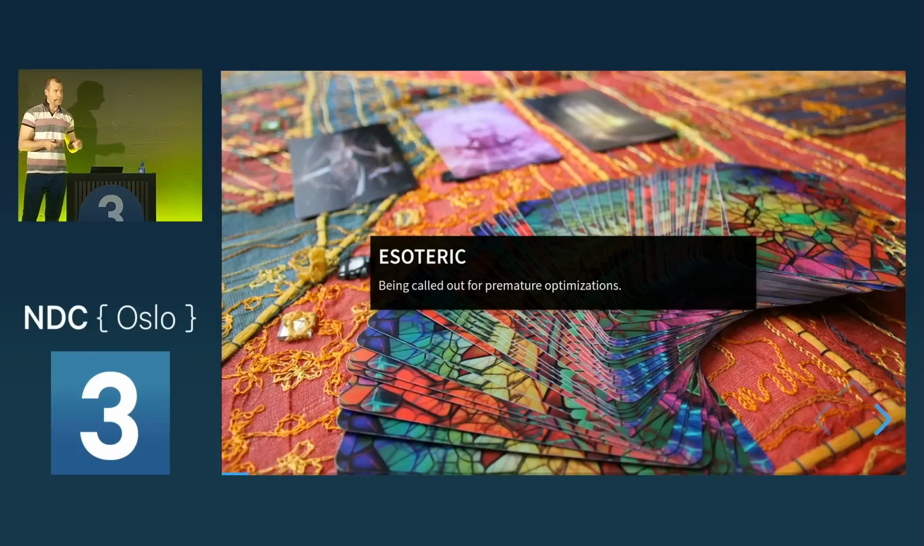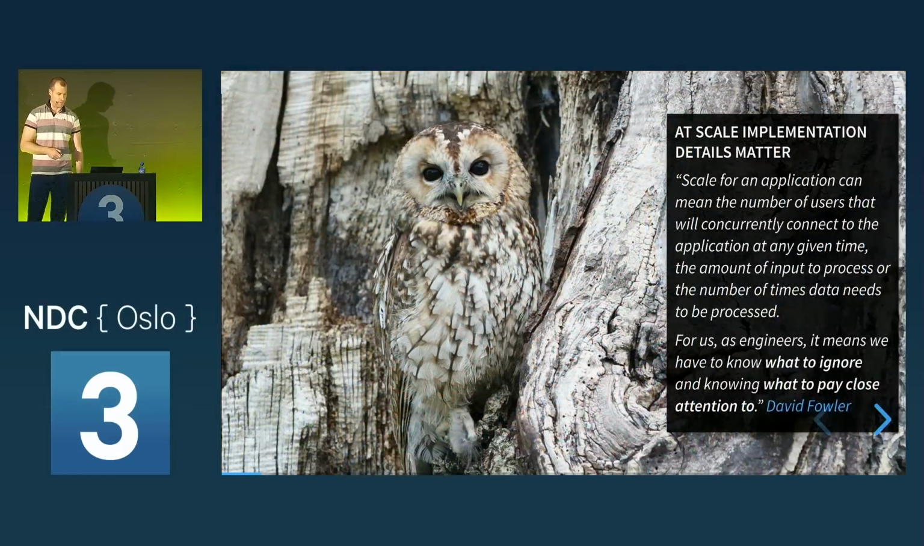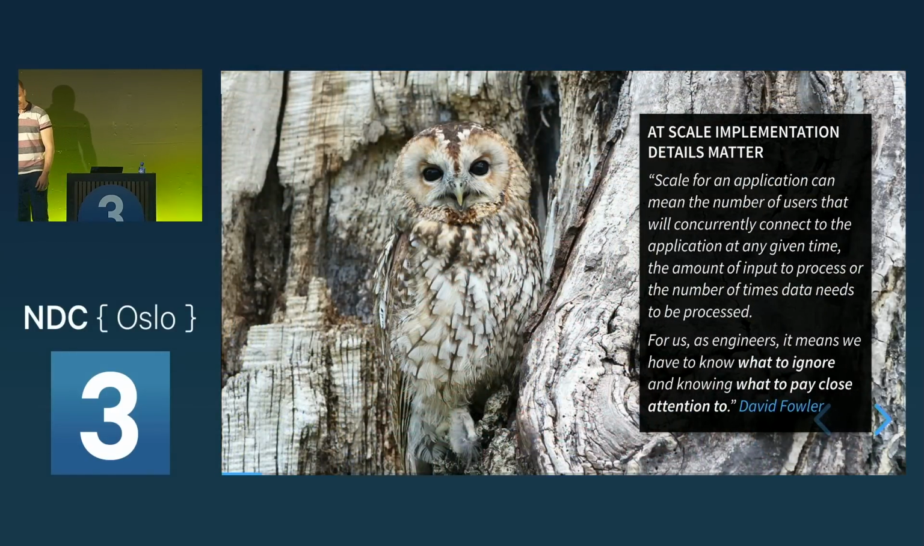So code is executed at scale when it's more efficient in resource usage, execution time, throughput, and whatnot. Then these types of optimization can make a huge difference. And I have this quote from David Fowler from a talk called "At Scale, Implementation Details Matter." And he says, a scale for an application can mean the number of users that will concurrently connect to the application at any given time, the amount of input to process, or the number of times the data needs to be processed. And for me, the last sentence is the most important one.